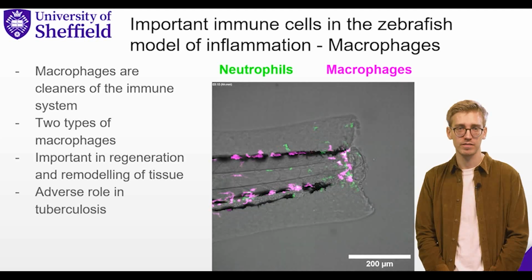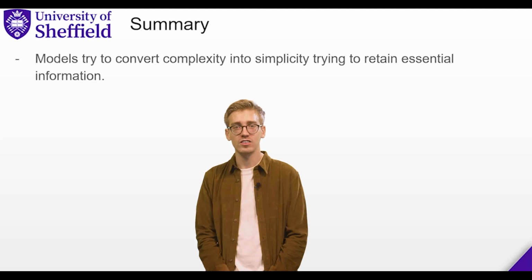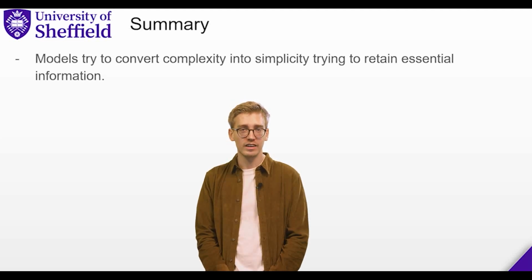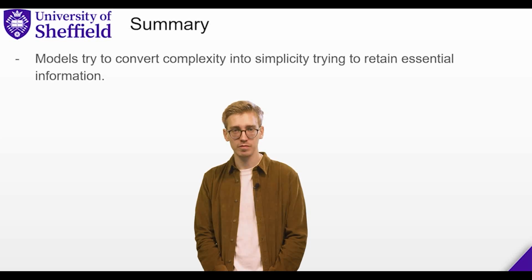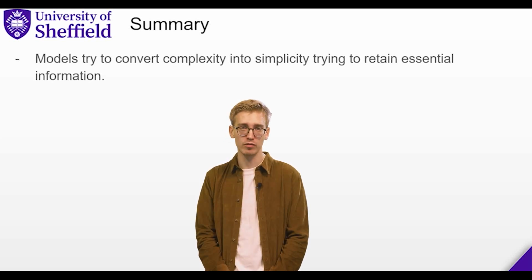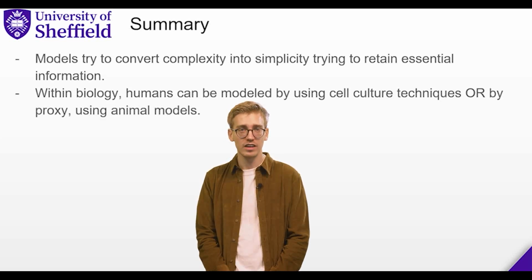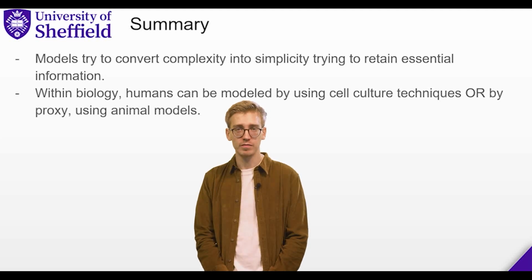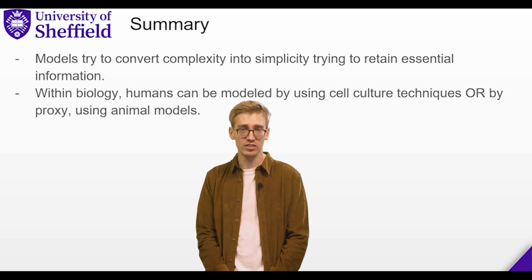So then, to summarize what I have talked about in this part of the course, I started off with models and I explained how they try to convert complexity into simplicity while trying to retain essential information. Then, I explained that within biology, humans can be modeled by using cell culture techniques and specific cells, or humans can be modeled by proxy using animal models.